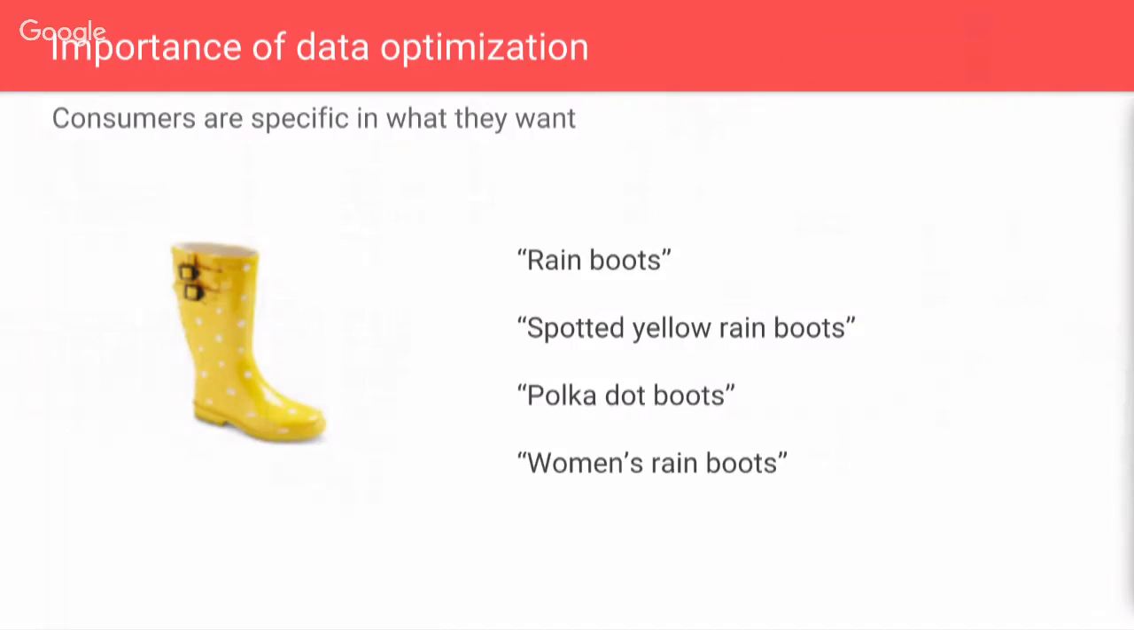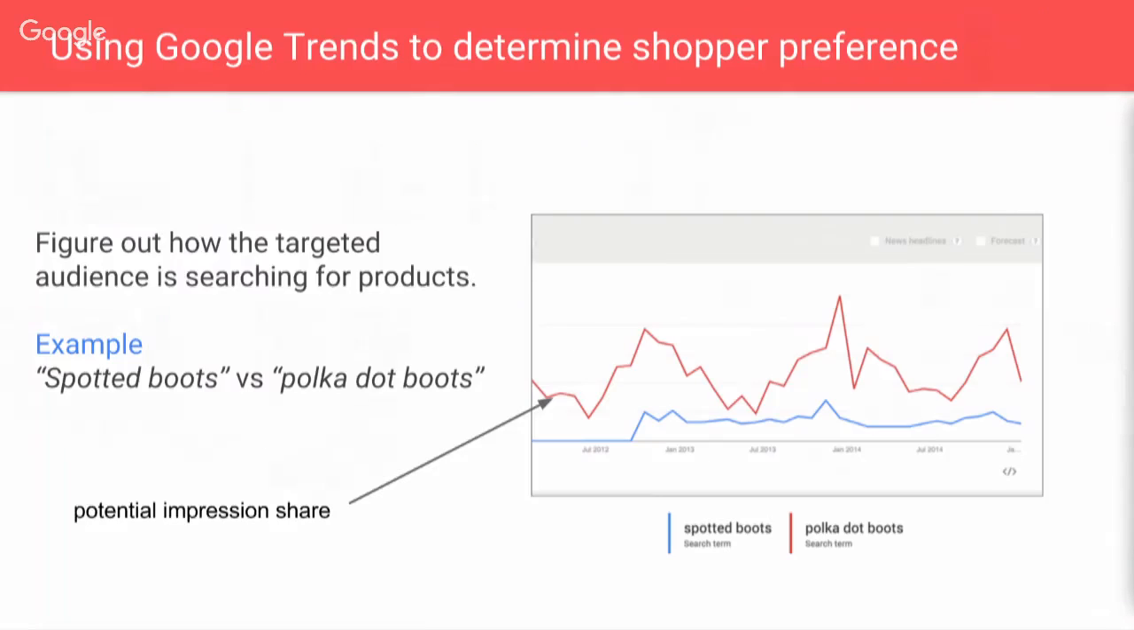So what do we do then? What's the right way to describe this boot? Well, we can use Google Trends. I've talked about Google Trends a lot before. If you guys have not used this tool, I highly recommend it. Go to Google.com/trends, or you can get there at thinkwithgoogle.com in the tools section. What this is going to do is let you figure out how the targeted audience that you care about is searching for products.